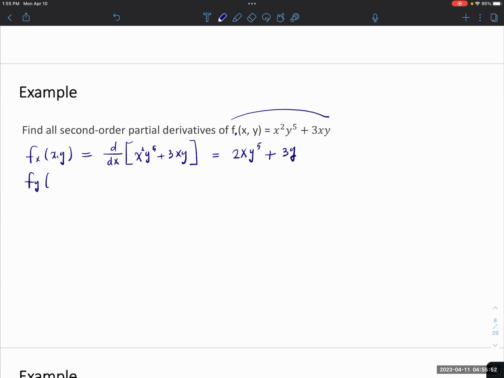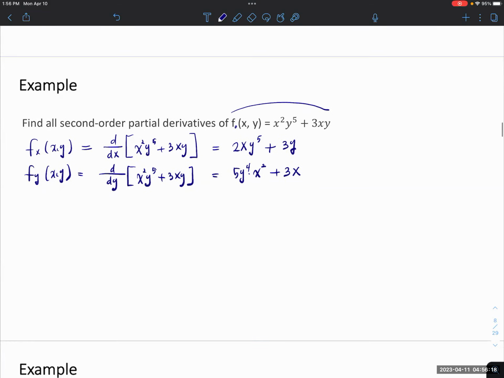Second, we need to find out y. So d over dy, same function. What happened? Now x is a constant, so 5 y to the 4, x to the 2nd is still there, and then plus 3x will be there. So that's each partial derivative with respect to x and y.